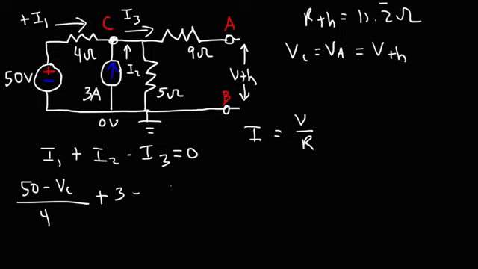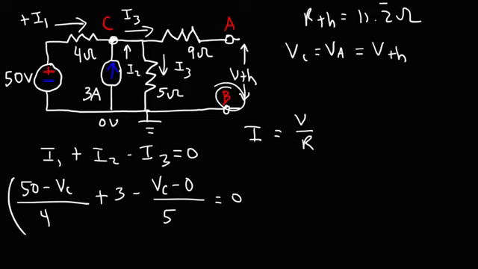So I3 is going to be the potential at C minus the potential at B, which is 0, divided by the 5 ohm resistor, because I3, all of it flows through the 5 ohm resistor. So now we have this. We need to solve for VC.